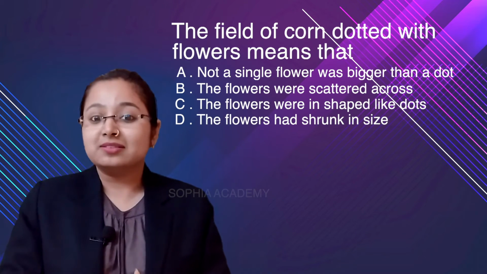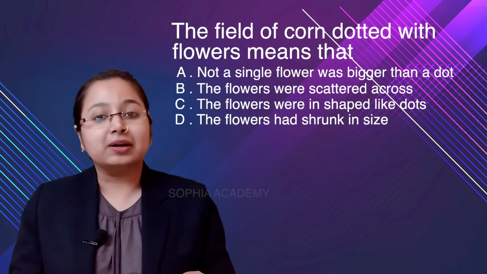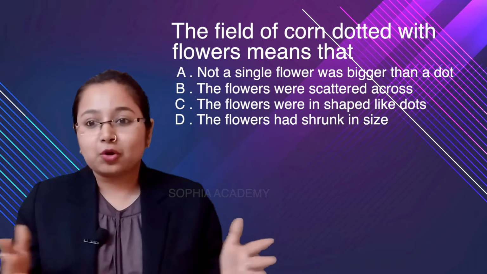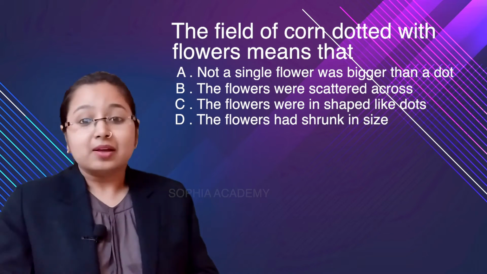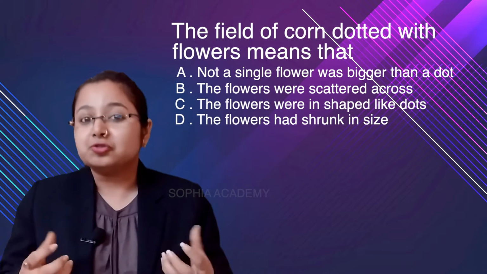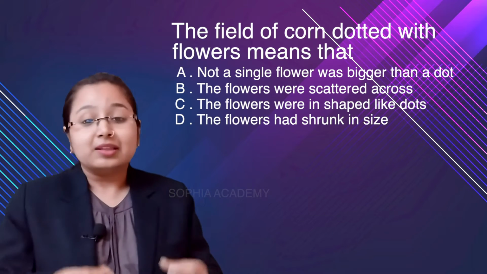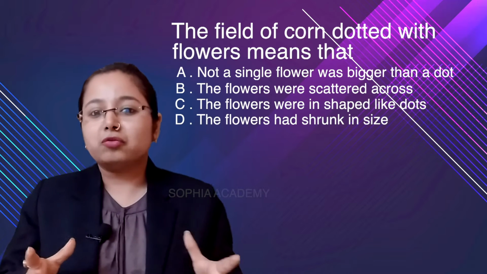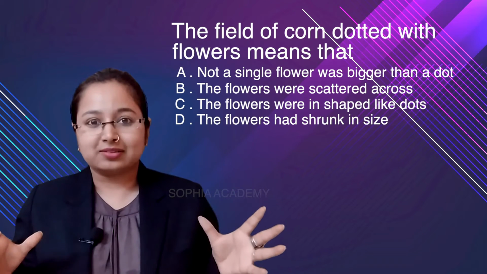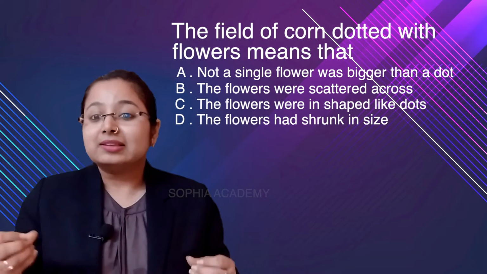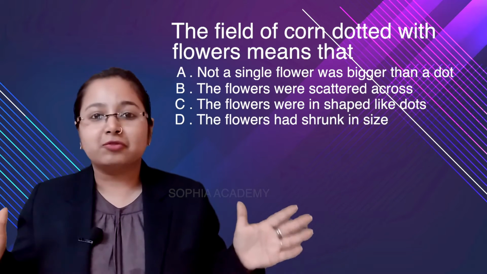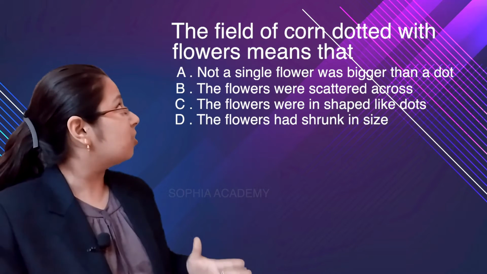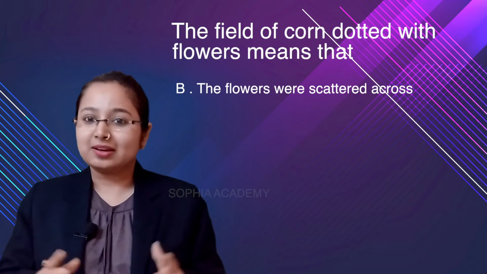The first option is, not a single flower was bigger than a dot. Option B, the flowers were scattered across. Option C, the flowers were in shape like dots. And option D, the flowers had shrunk in size. Now what is the meaning of the field of corn dotted with flowers? Students, it means that the flowers were scattered everywhere, they were scattered across. So students, the correct option will be option number B. So B is the correct one.